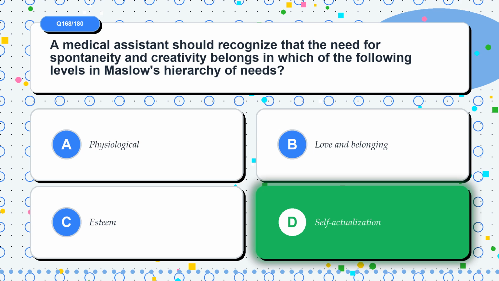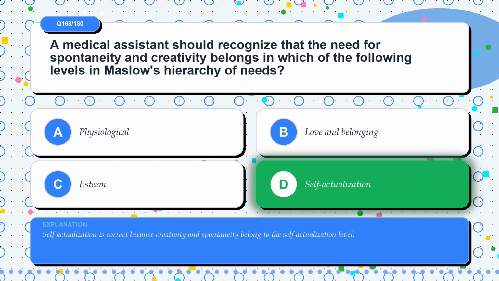The correct answer is option D. Self-actualization. Self-actualization is correct because creativity and spontaneity belong to the self-actualization level.